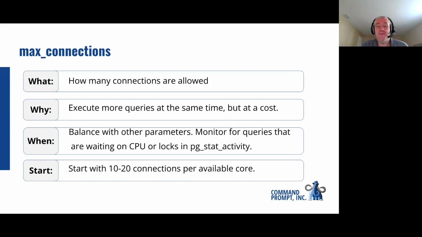So, max_connections. This controls how many connections Postgres will allow to execute at the same time. I like to include it in a performance discussion for a couple of reasons. One is, if we're executing many queries at the same time, each one of those queries will have, presumably, their own view of the database, their own set of data that it needs to work on.